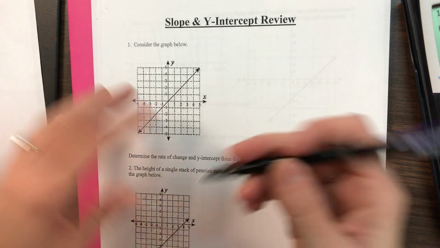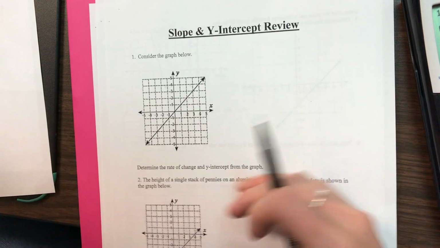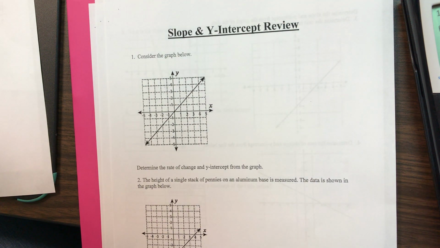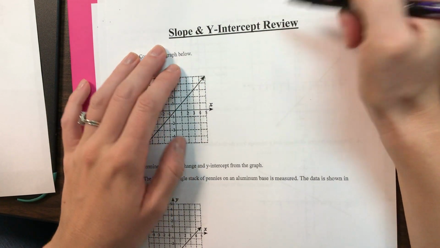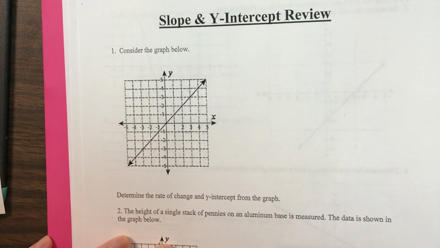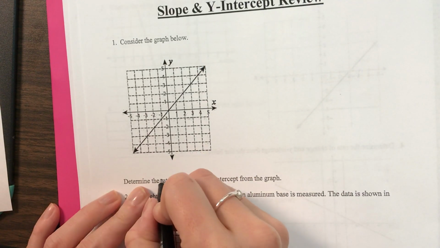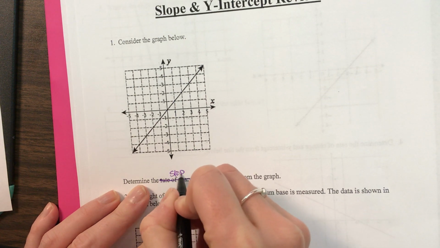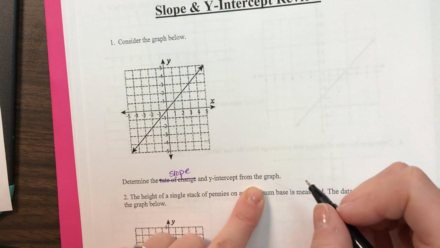Okay, so this is the slope and y-intercept review, just going over everything we've talked about so far this week. This is from Friday, October 16th. Number one says determine the rate of change, which we already know is the same thing as saying the slope, and the y-intercept from the graph.